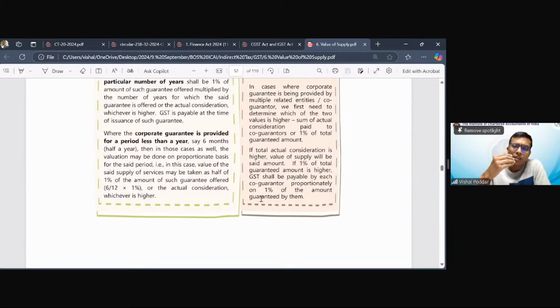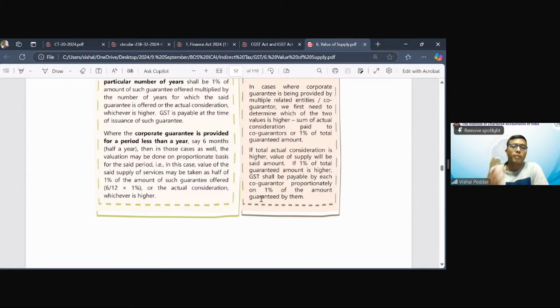So where there is more than one guarantor, let us say three directors together are standing as a guarantee for one single loan of 100 crores, then 1% is on the entire 100 crores. So this 1% on 100 crores is 1 crore. Now you compare it with the actual consideration charged by the directors. If what the directors are charging is exceeding 1 crore, that is, the total of all the three directors exceeds 1 crore, no problem. Whatever they are charging is the value, and you know the value is director-wise because they are charging it actually.